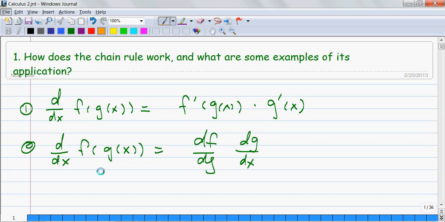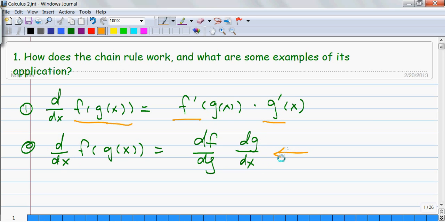Chain rule is basically a method of differentiating composite functions. Suppose you have a composite function f of g of x, then the derivative of this whole thing is basically first f derivative and then multiply it by g derivative. So in the df dx notation, what this says is df dx is just df dg times dg dx.